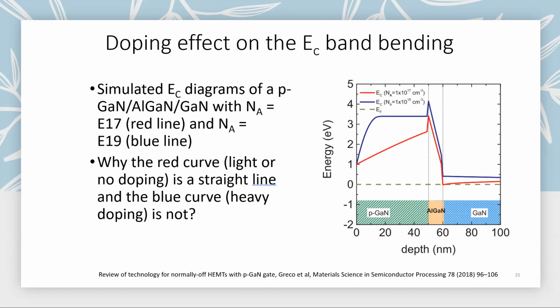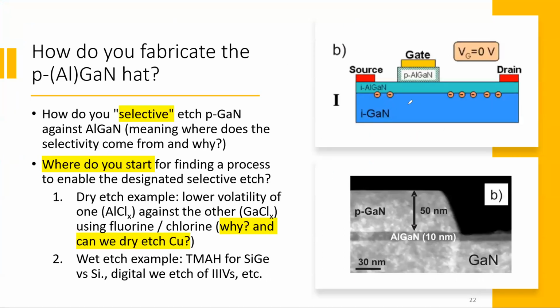Then let's go to the process related question. How do you make them? How do you fabricate this kind of head, this head here? Well, initially it was all AlGaN, right? Okay. Here I give examples. It's called this type of process called selective etch. You etch p-GaN. See in this example, you have the head, the p-GaN, and you want to etch against the p-AlGaN.